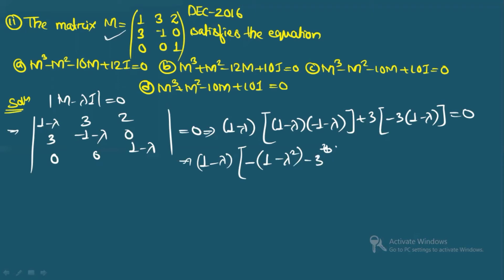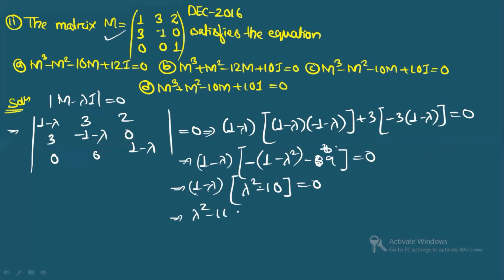Minus 3 into 3, that is 9, equals 0, which can be written as (1 minus lambda) times (lambda square minus 1 minus 9), so it is minus 10 equals 0. From here, we multiply this into this term. So it is lambda square minus 10 minus lambda cube plus 10 lambda equals 0. Taking minus common, you will get lambda cube minus lambda square minus 10 lambda plus 10.